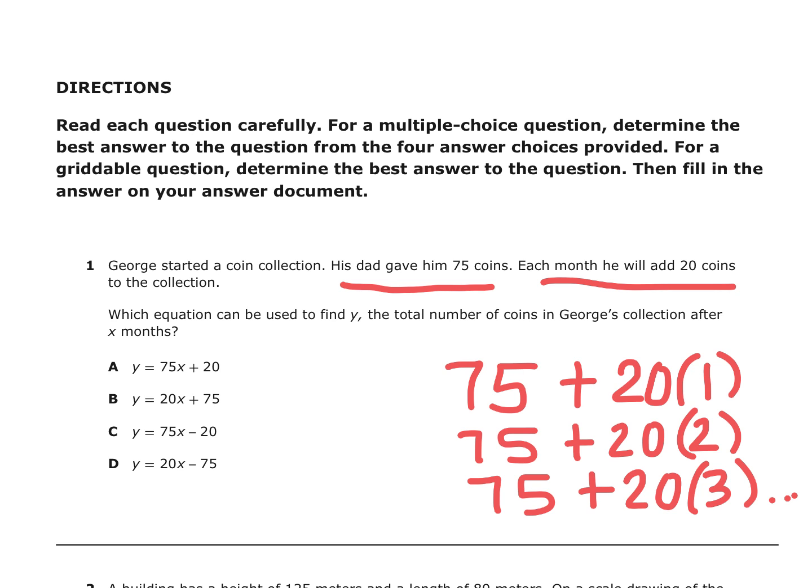So which equation can be used to find y, the total number of coins in George's collection after x months? Well, right here where I have 1, 2, 3, this is x. So what I really have then is 75 plus 20x. Is there an equation that looks like 75 plus 20x? Well, answer B says 20x plus 75. Is that the same thing? Yes. So the answer would be B, 20x plus 75. That is the correct answer for number 1.